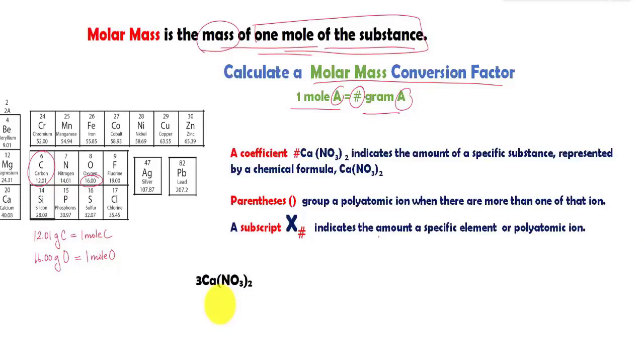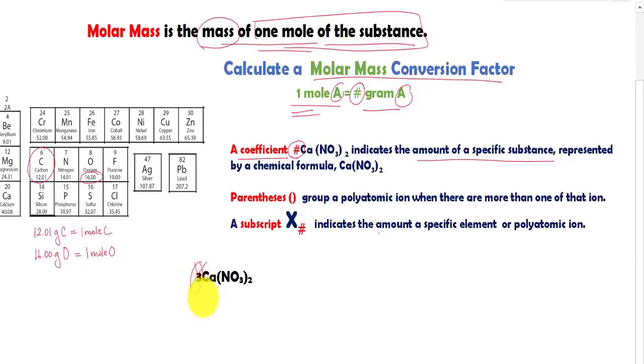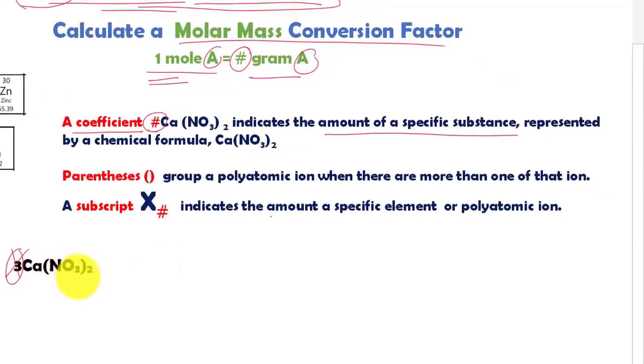First of all, there might be a number in front of a chemical formula. This is called the coefficient, and it indicates the amount of a specific substance. In this case, the 3 indicates 3 moles of this substance. However, we only want 1 mole, so we can ignore the coefficient. But then we have the parentheses. In this case, we have that parenthesis, that group NO3.